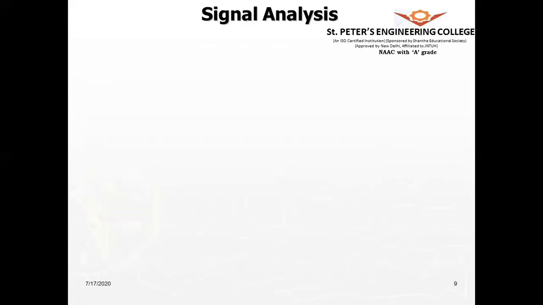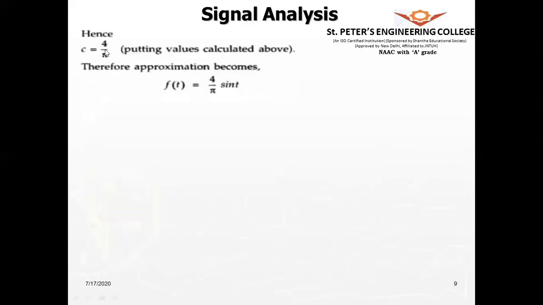So therefore, c is equal to 4 by pi. Then we get f of t is equal to 4 by pi sine t. So we have expressed the square wave in terms of sine t by using this 4 by pi as a projection.